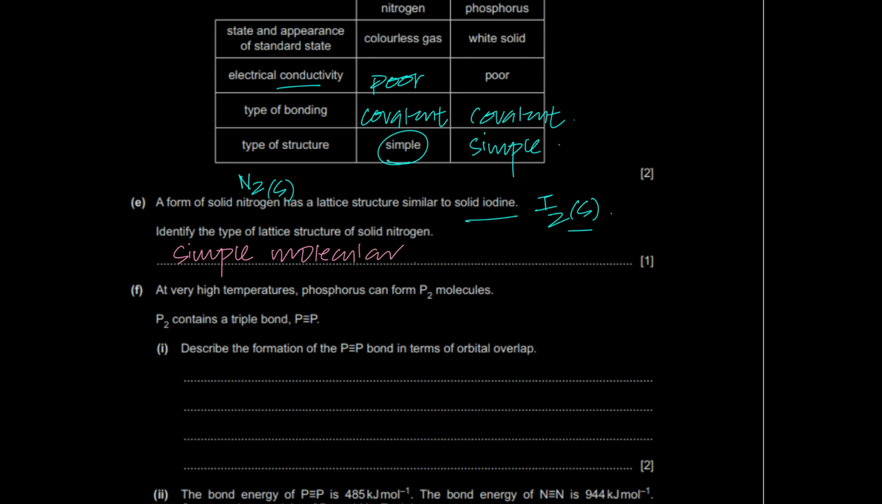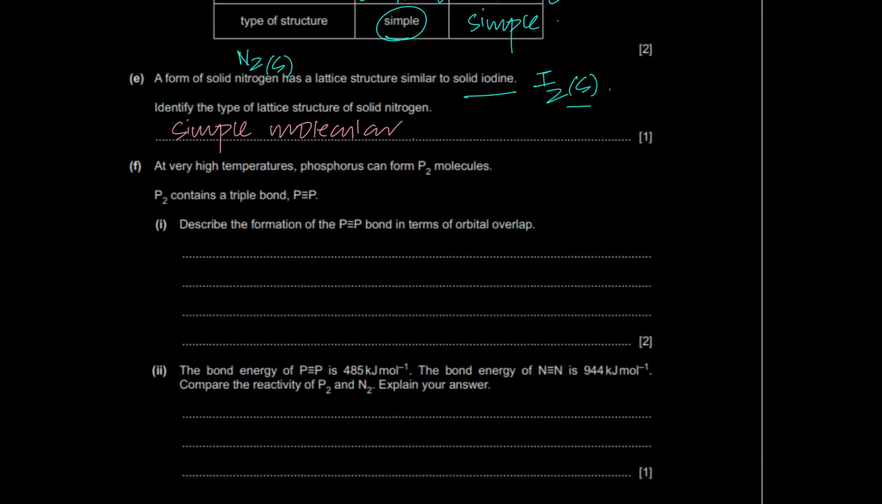At very high temperatures, phosphorus can form P2 molecules. P2 contains P triple bonded to P. Describe the formation in terms of orbital overlap. What's the orbital overlap? The first orbital overlap would be a sigma bond. The second and the third would be pi bonds, right? So we know it has one sigma and two pi's, and this sigma bond takes place because of the P and P orbital head-on overlap. There's a head-on overlap between the P and P orbitals, and there is a sideways overlap between the P orbitals, right? The P and P orbitals.